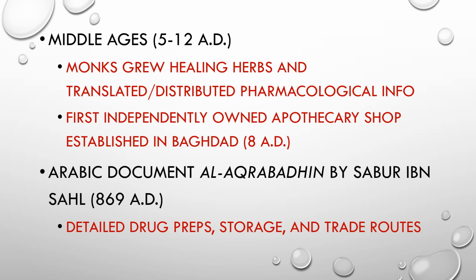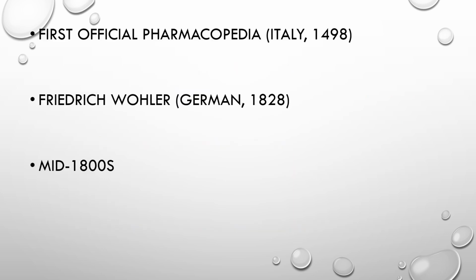But anyways, this was something that detailed a lot of drug preparations, how to store them, but also trade routes were included in this, again, thinking about plants or things like that. So shipping them to other continents or other places. So it included trade routes that were used for those. So getting closer to our modern era here.